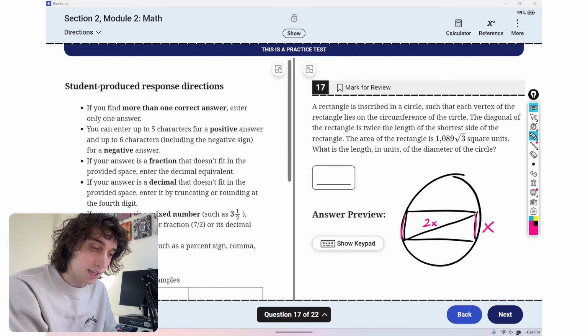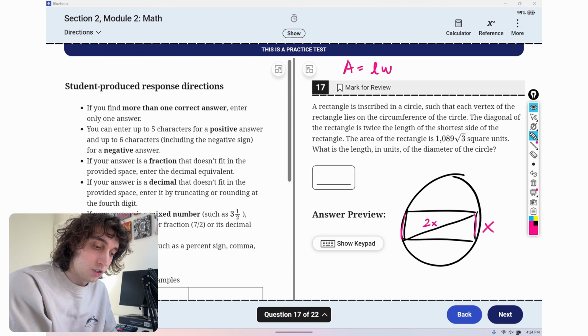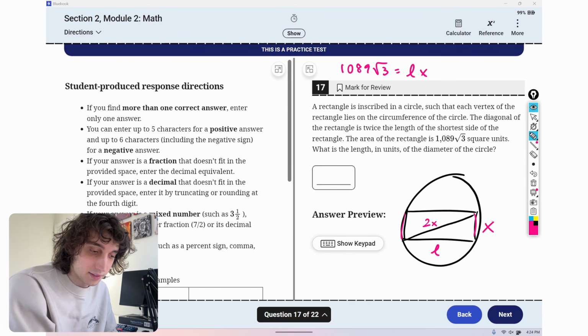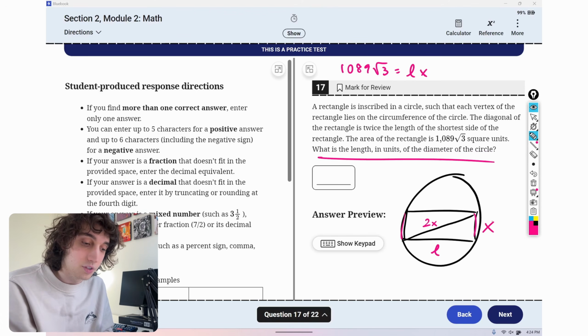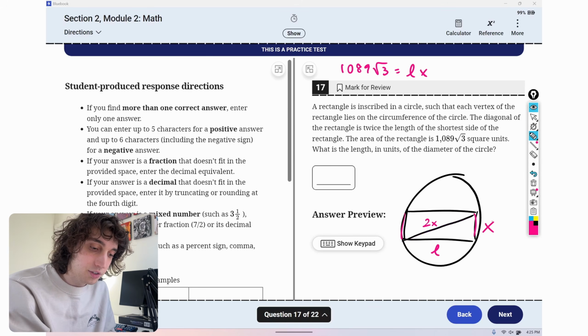The area of the rectangle is 1089 root 3. So we know that the area is the length times the width, which in this case we can call this side the length, and then x would refer to the width. So the area of 1089 root 3 is equal to the length times x. What is the length of the diameter of the circle? So what I hope you notice is that the diameter is this 2x. It is the diagonal of the rectangle. And so really this is just asking us to solve for 2x.